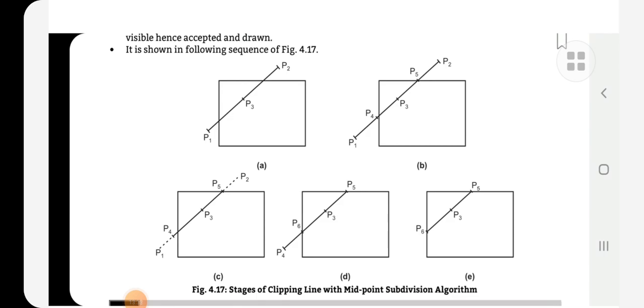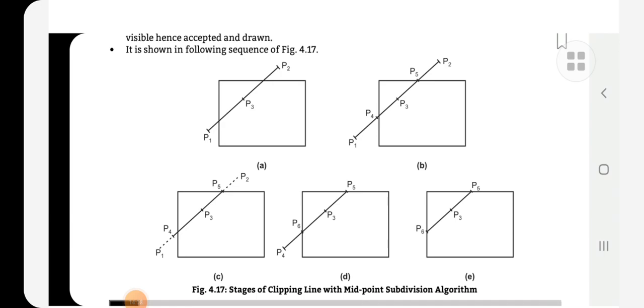P1, P2 are the start point and end point, and the middle point is P3. After that, each half is also divided into two parts. The middle point is P4 between P1 and P3, and then P3 and P2 are divided by P5. So here we have to find the visible lines. The visible line is P4 to P5.